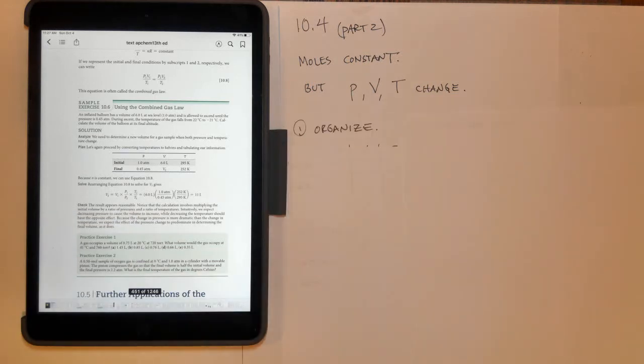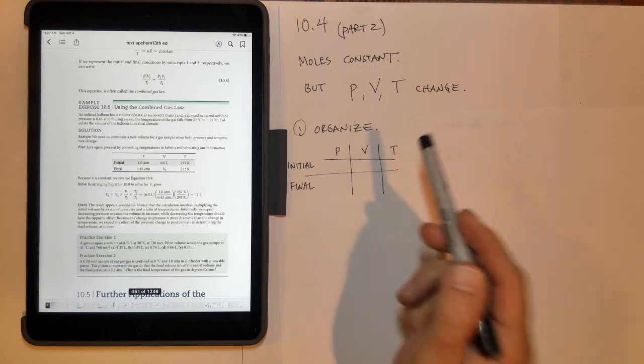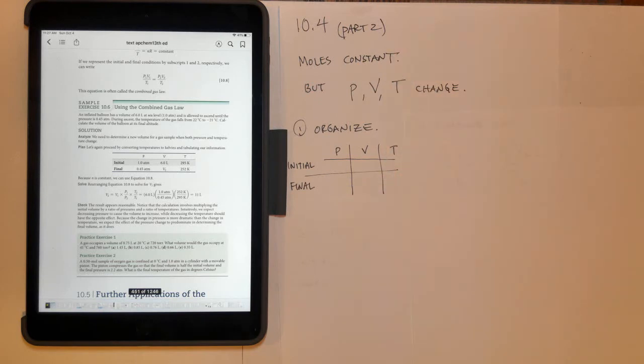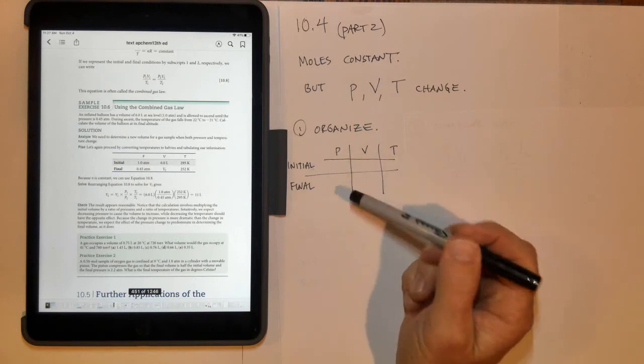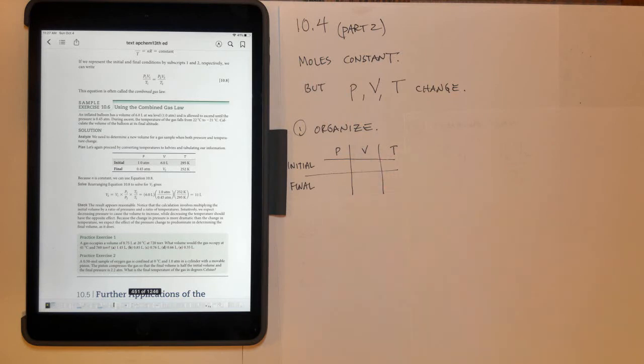Number one, when you encounter a gas law problem, first organize. Organize the initial and the final conditions of the pressure, volume, and temperature. If you only have initial conditions and it asks a question about moles or gives you a number of moles, then you have a PV equals nRT equation. If they give you a set of initial and final conditions for pressure, volume, and or temperature, then you're into what's called a combined gas law problem.